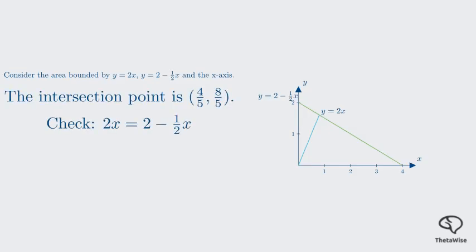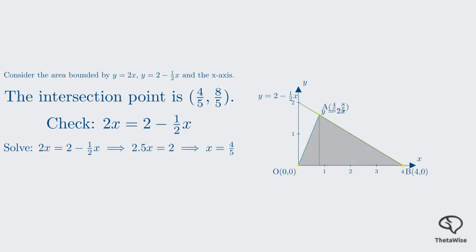You can check this by setting the two equations equal to each other. 2x equals 2 minus 1/2 x. Solving for x, we get 2.5x equals 2, or 5/2 x equals 2, so x equals 4/5. Plugging this back into y equals 2x gives y equals 8/5. So the intersection point is indeed (4/5, 8/5). Now we can identify the shaded area. It's a triangle with vertices at the origin, the intersection point A, and the point B where the line y equals 2 minus 1/2 x crosses the x-axis.